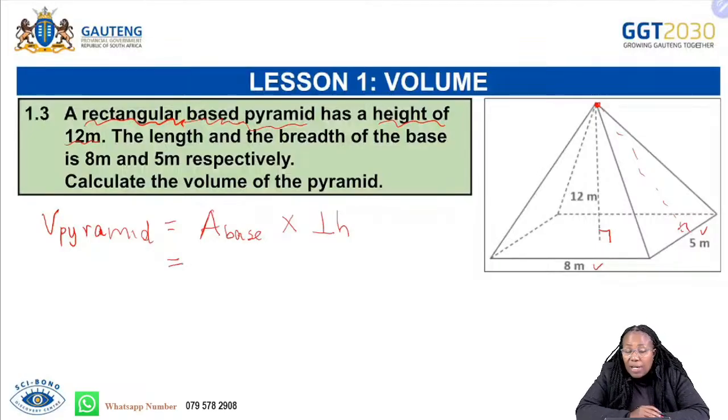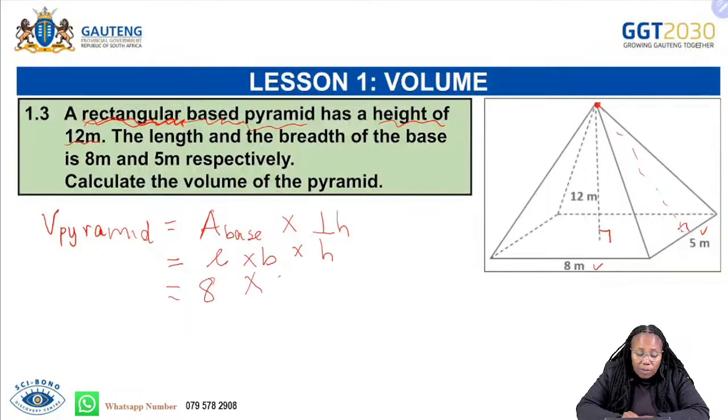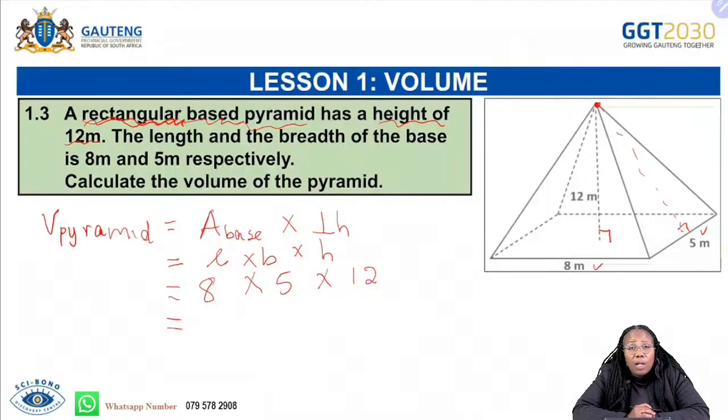So the area of a base, what is our base? Our base is a rectangle. That means it will be length times breadth times the perpendicular height. What is the length? It is 8 meters times the breadth of 5 meters times the height of 12 meters. And then we put this into our calculator, grade 12, straight to the answer. Don't forget that 1/3, grade 12. It's a pyramid. It must take a 1/3. So it's 1/3 of 8 times 5 times 12, which is 160 what?